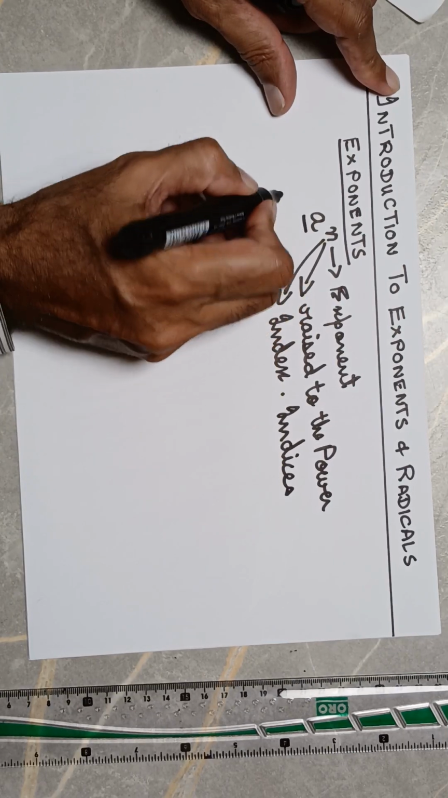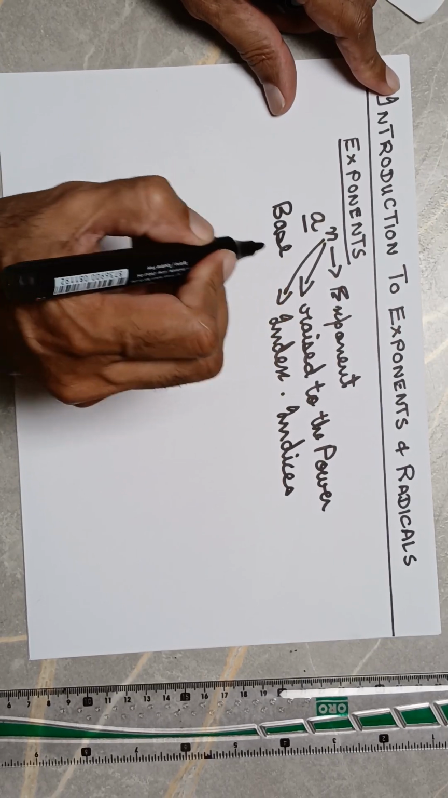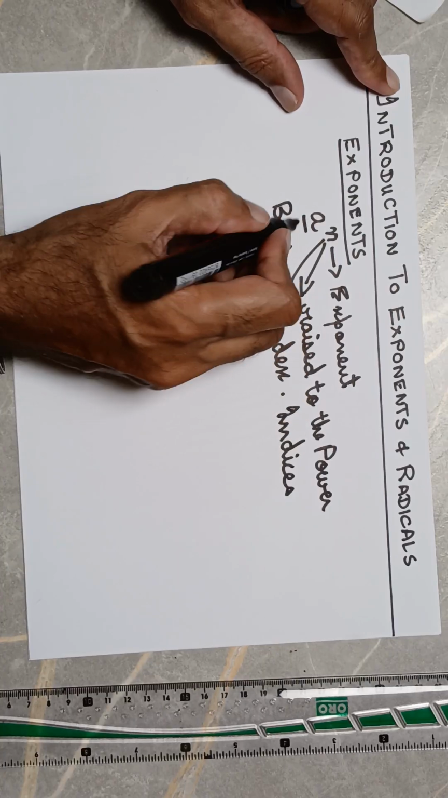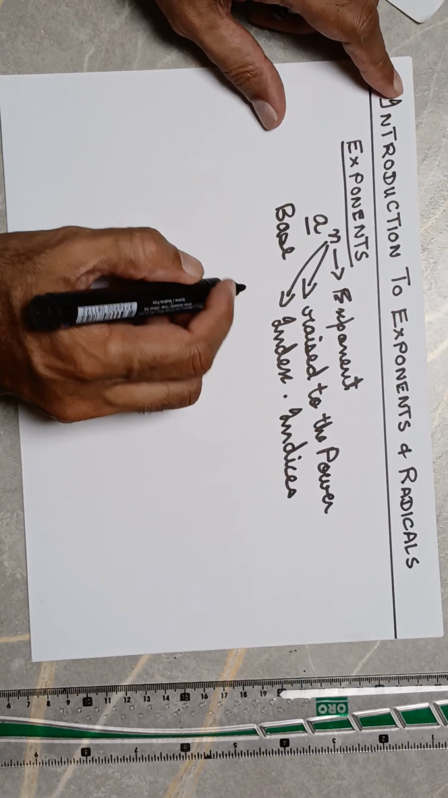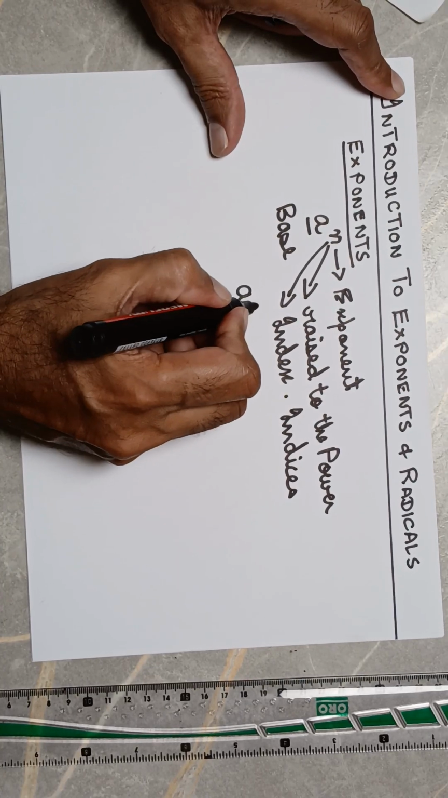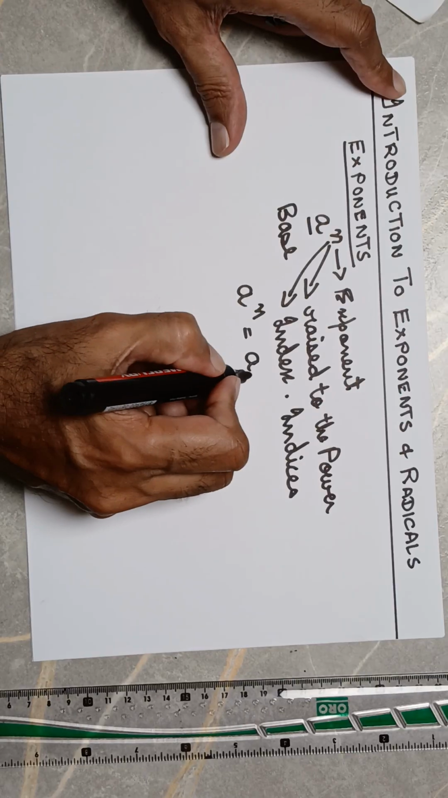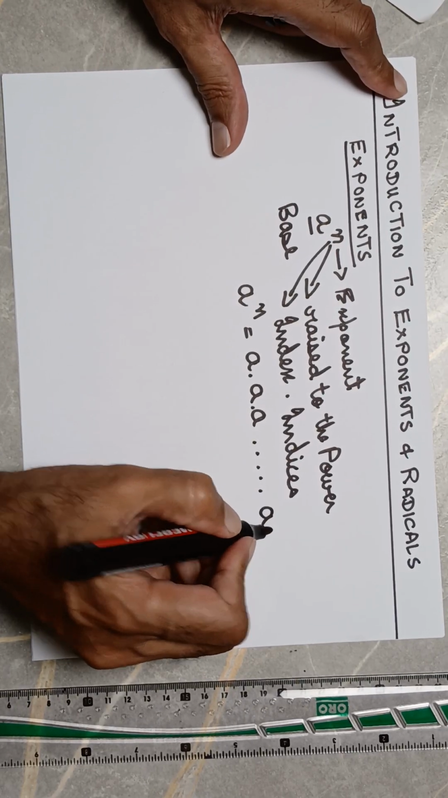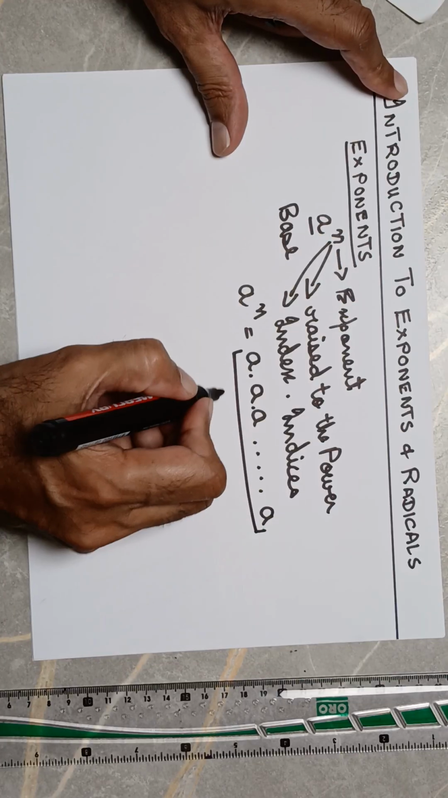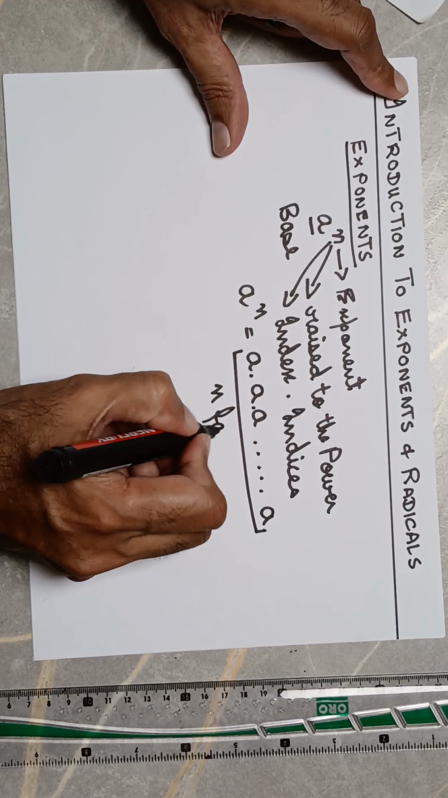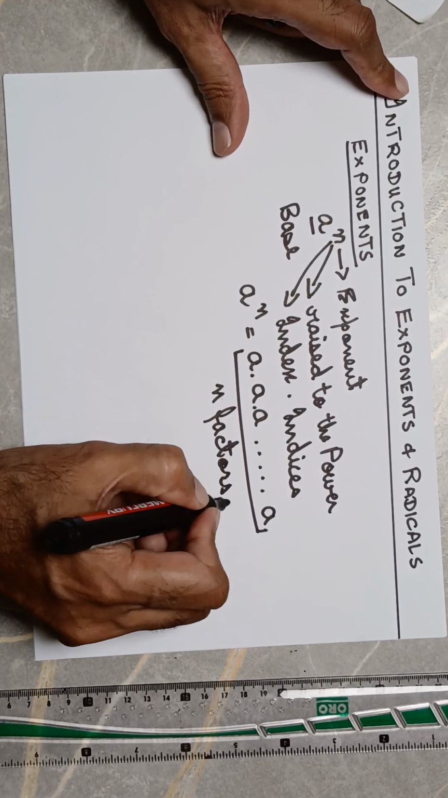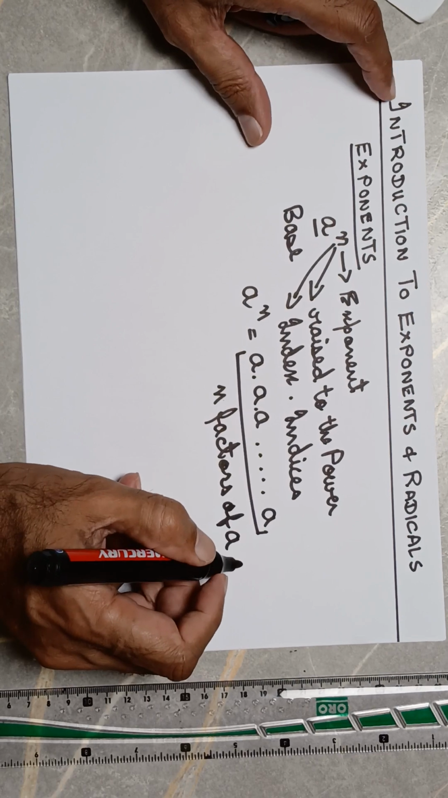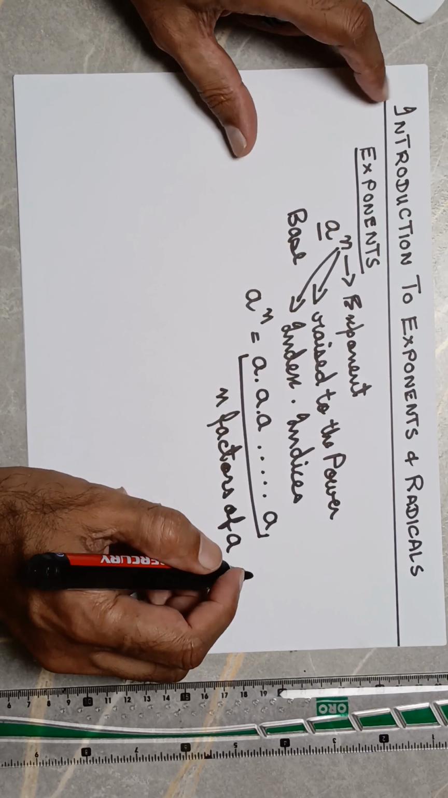And what about this a? This is your base. It could be any number. It could be any variable as well. It means a raised to the power n means a multiplied continuously up to the nth power of a. So, n factors of a.